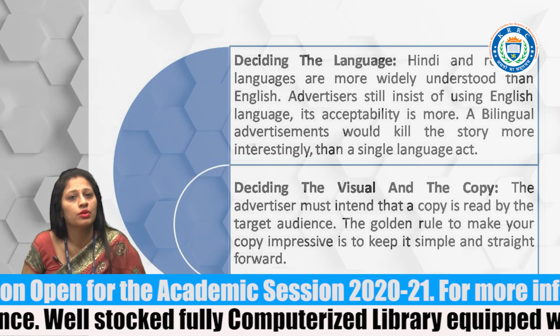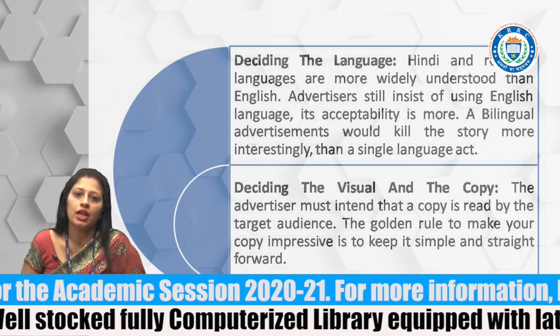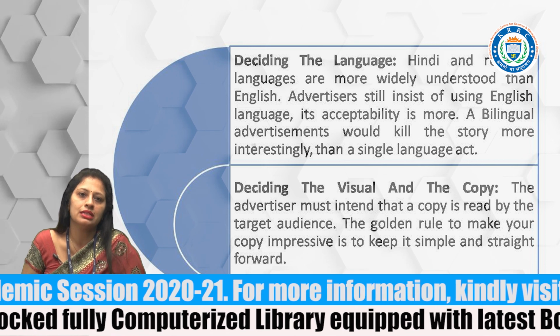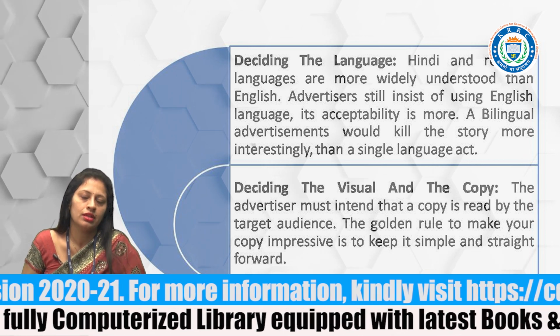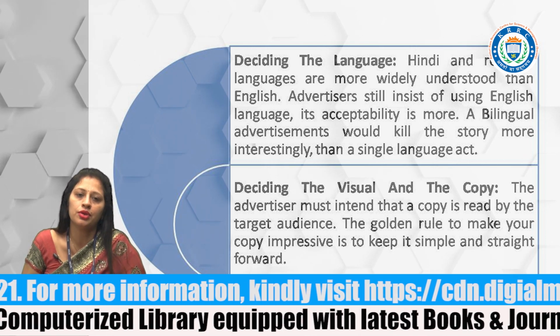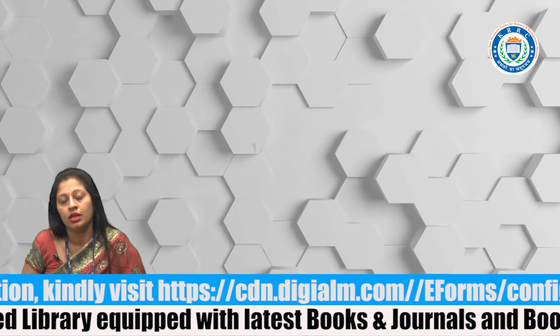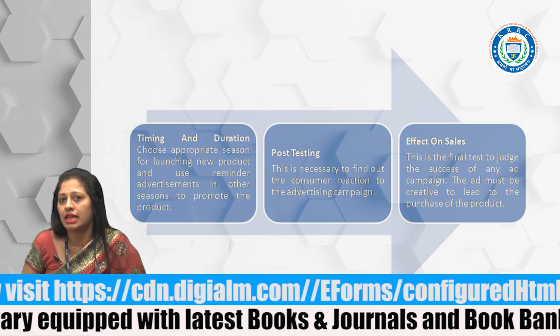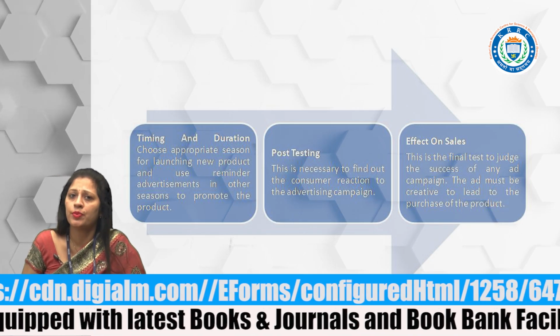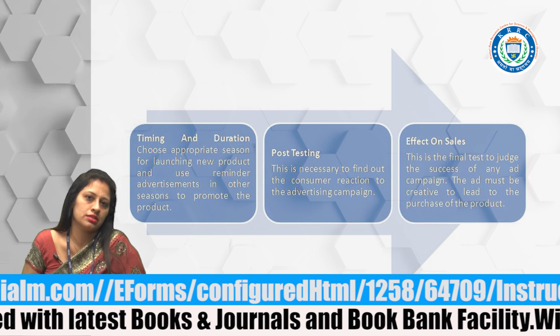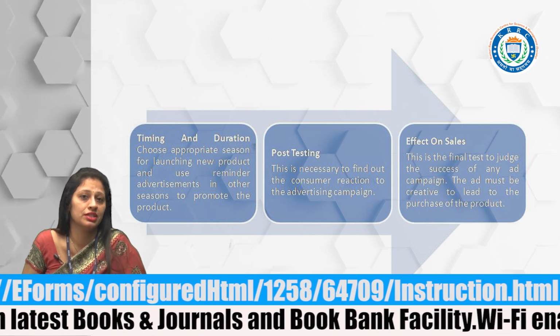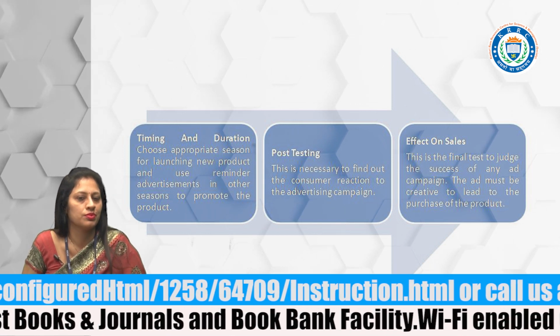Next, I'll discuss the visuals in the copy. The advertiser must ensure that the copy is read by the target audience. The golden rule to make your copy impressive is to keep it simple and straightforward. While deciding the timing and duration, choose the appropriate season for launching a new product and use reminder advertisements in other seasons to promote the product.